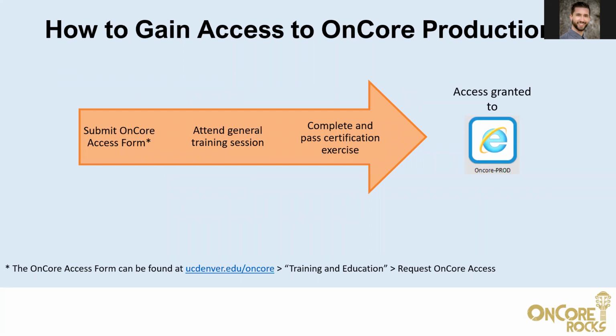All right, so the ultimate goal today is to gain access to OnCore production, which is where all of our work is done. So I'm just going to talk you through a little bit about what that looks like in getting access. So to attend class today, everyone should have filled out an OnCore access request form. There's a link at the bottom of this slide, and we'll also have that information towards the end of training. But this is a link to our website, and that is where you will fill out the OnCore access request form if you haven't already.